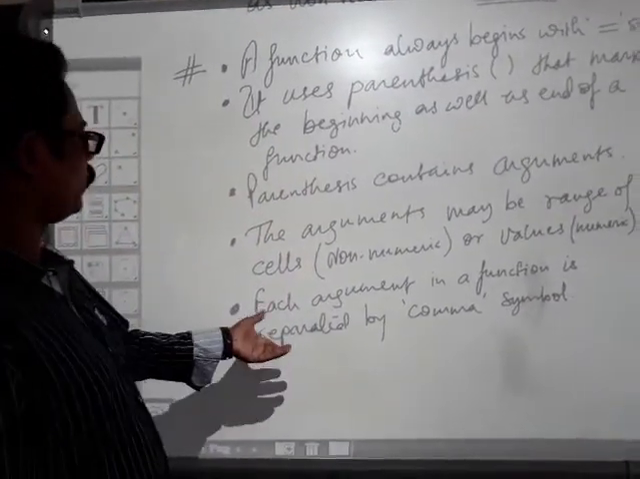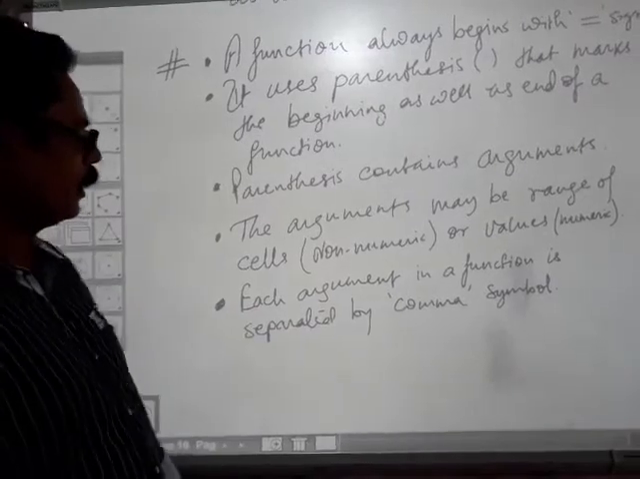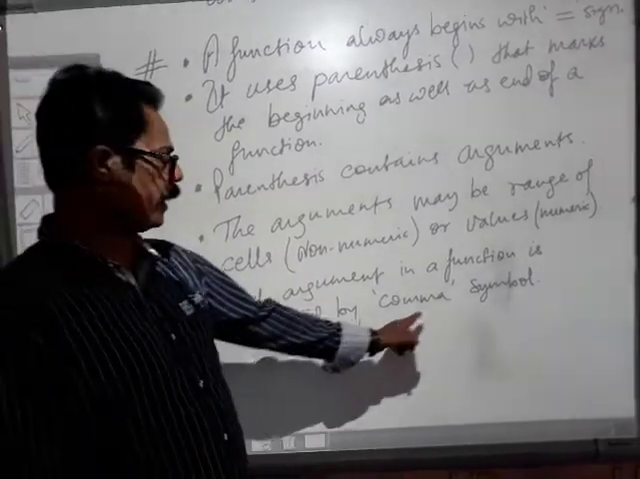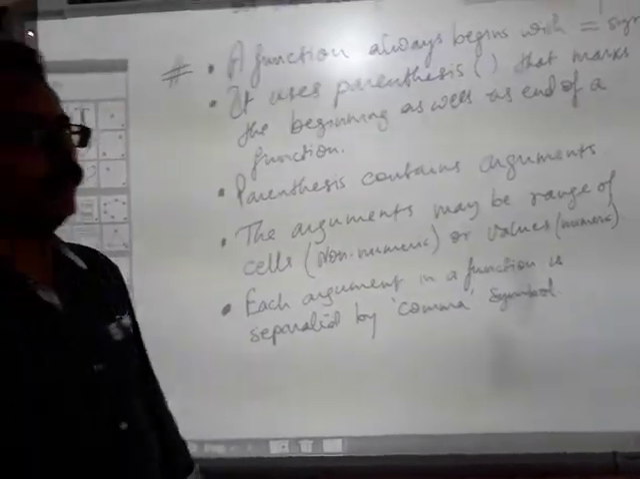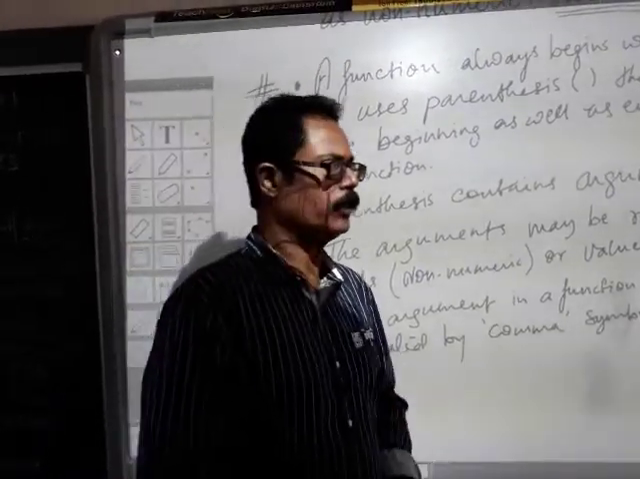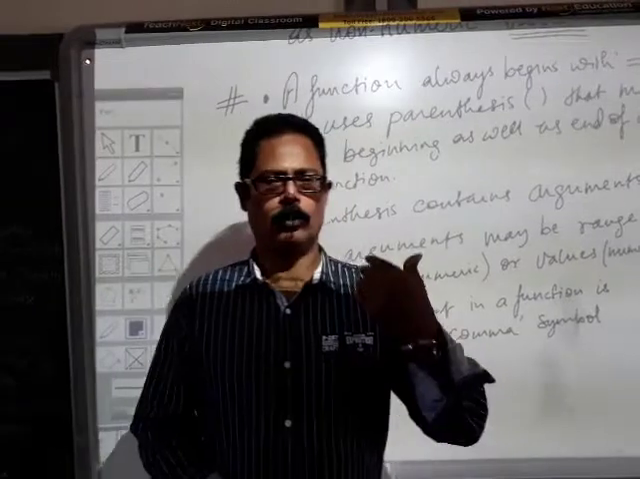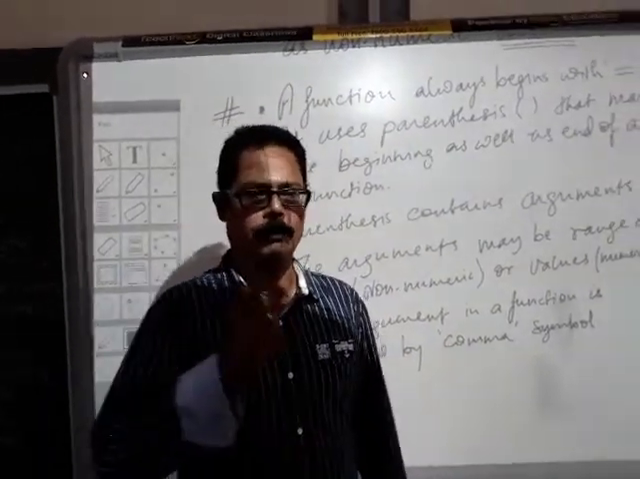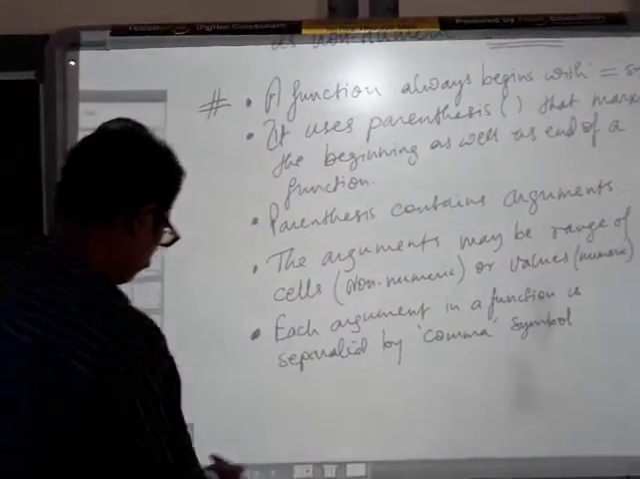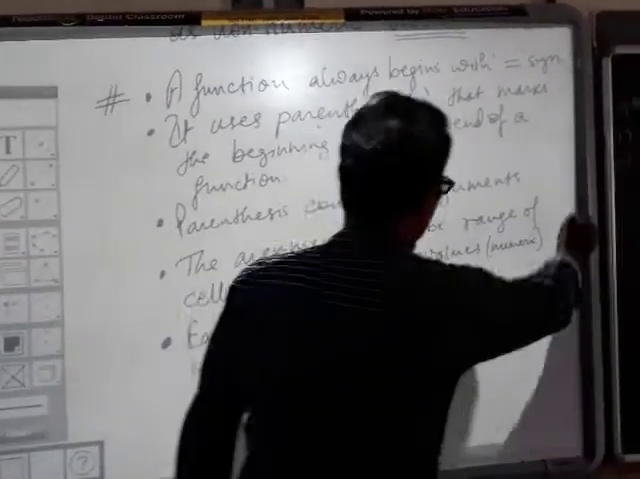Then the last feature is, each argument in a function is separated by a comma symbol. So if you want to give a number of cells or values, and you want to separate them, they should always be separated by a comma symbol. Okay. Now let's move on to the next one.